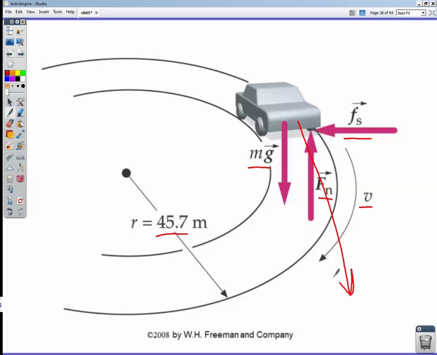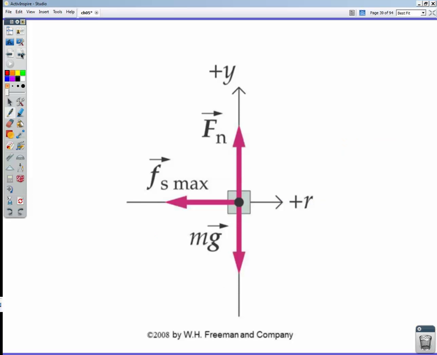So let's do an example problem with these numbers, and let's first talk about the maximum coefficient of static friction for the car to go through at a certain speed. Looking down from above, we've got this situation here. The radius of curvature of our curve is 45.7 meters, and the car wants to go around at a velocity of, let's say, 20 meters per second.